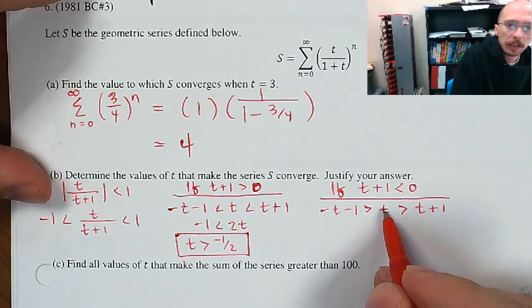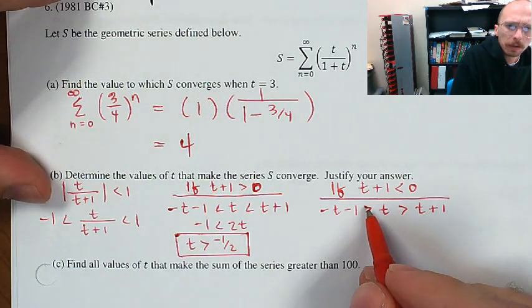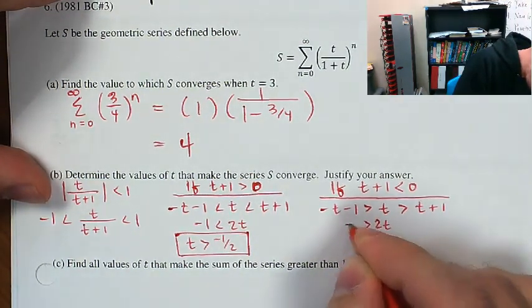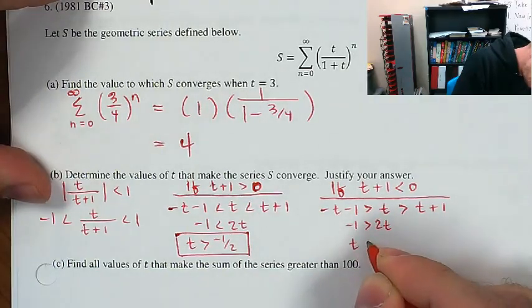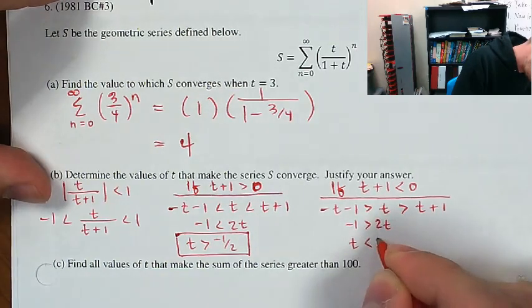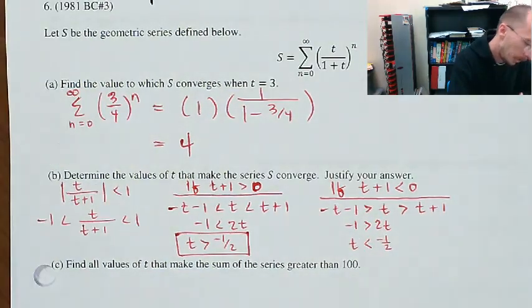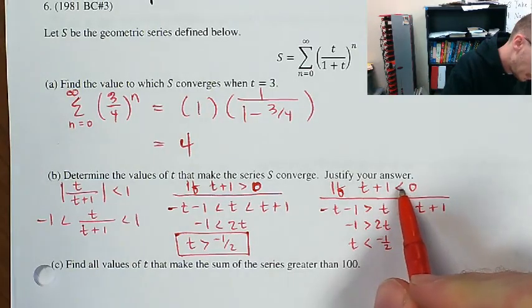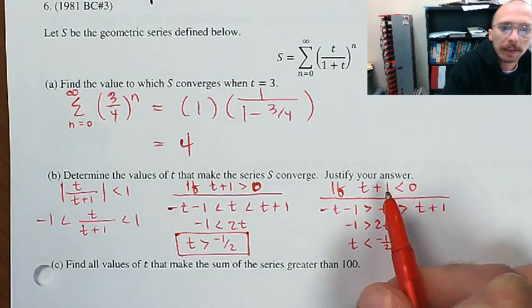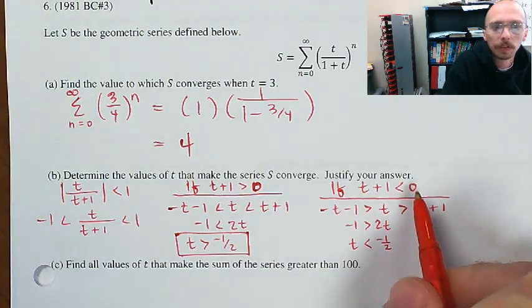So I've got 2t is less than, what? Oh, okay. So over here, I've got 2t is less than negative 1. T is, what is this? T is less than negative 1/2. But also t is less than negative 1, right? Because t plus 1 is negative. So if t is less than negative 1/2 and t is less than negative 1, well, that just means t is less than negative 1.